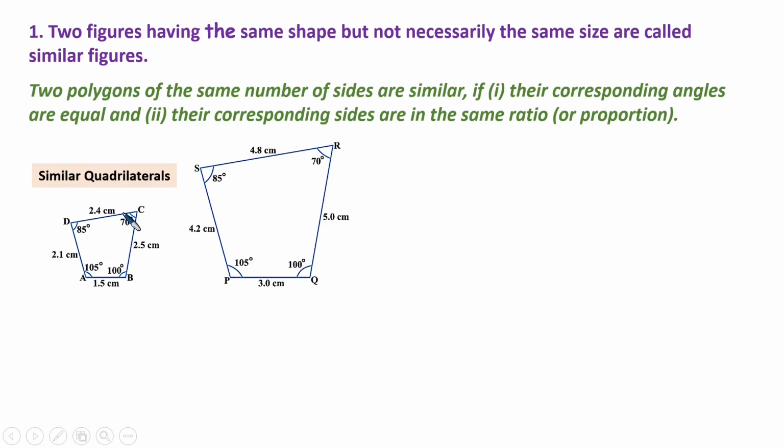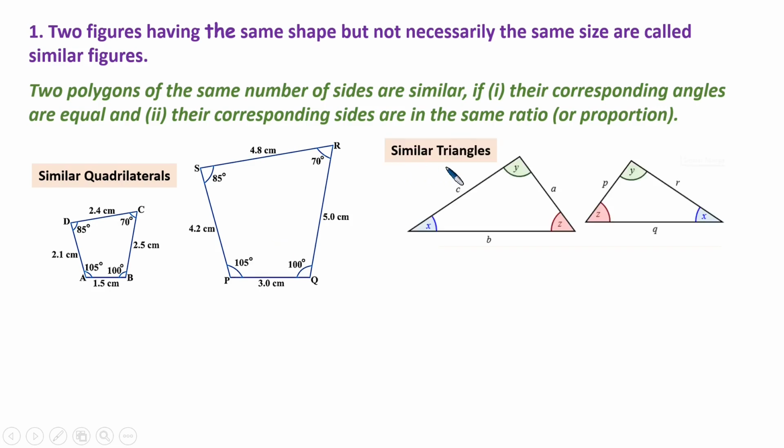What I mean by similar: this is a small quadrilateral, and this is a bigger one. If this side is 2.1 centimeter, this is 4.2, so it is double. This side is double. This 2.4, 4.8, 2.55, 3. So this is double the size. Then you have similar triangles.